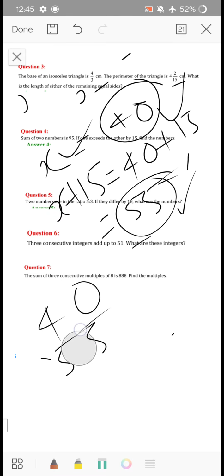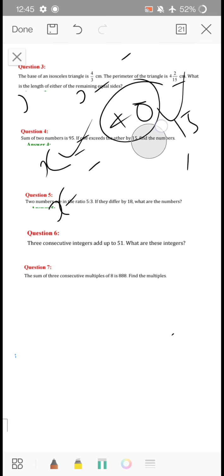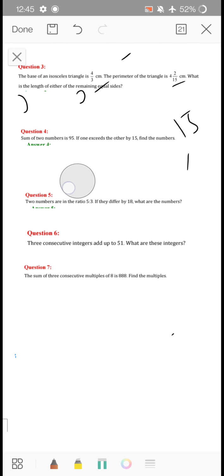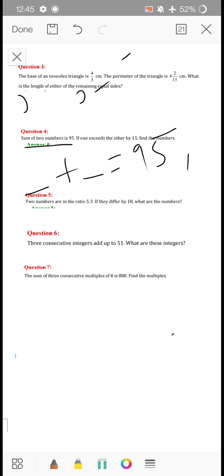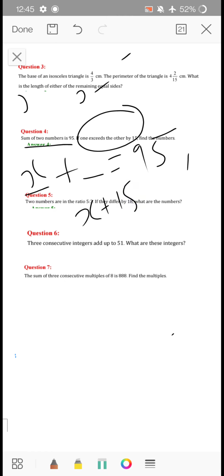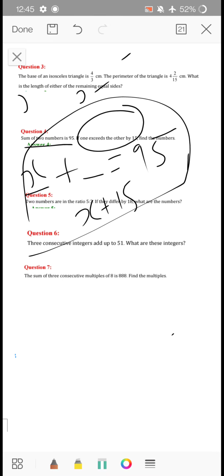Okay, let's have a quick recap of this question, how to form the equation. Sum of two numbers, I don't know what the numbers are, so simply I will add two numbers whose addition is 95. I have supposed one is x and another is specified here as 15 more, meaning x plus 15, and find the numbers. So by solving this you will get the answer.